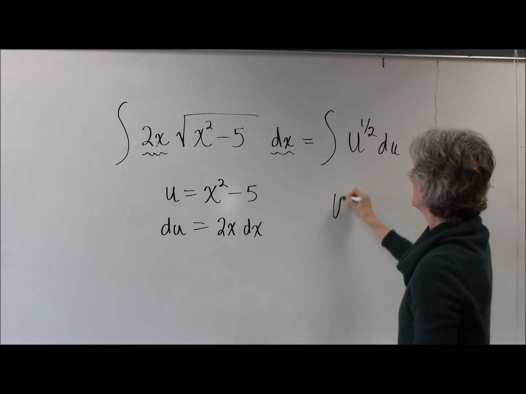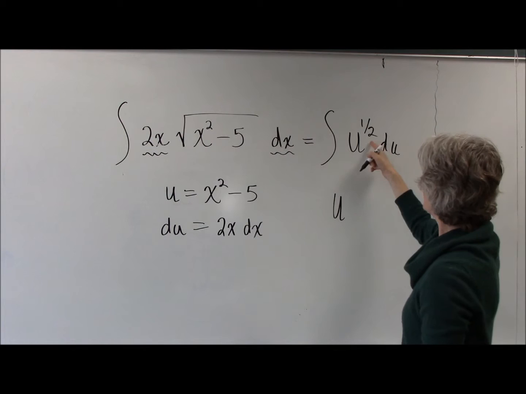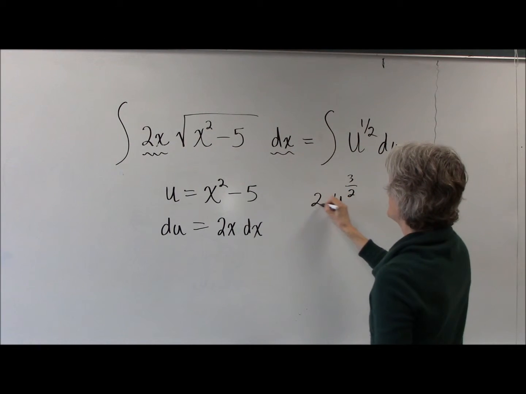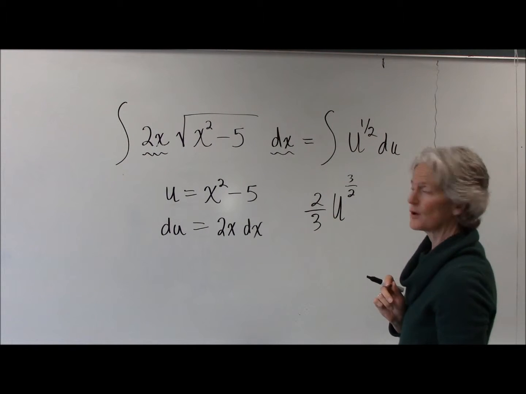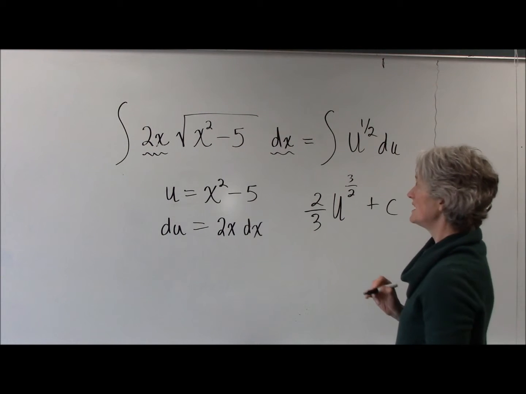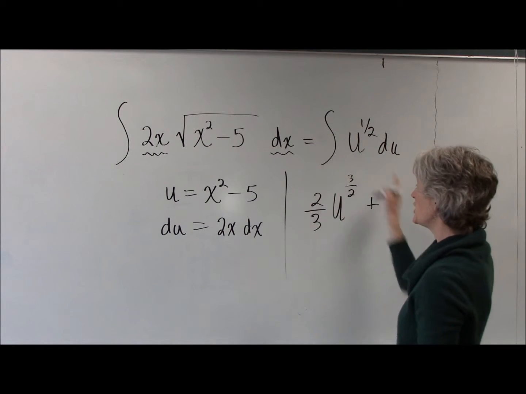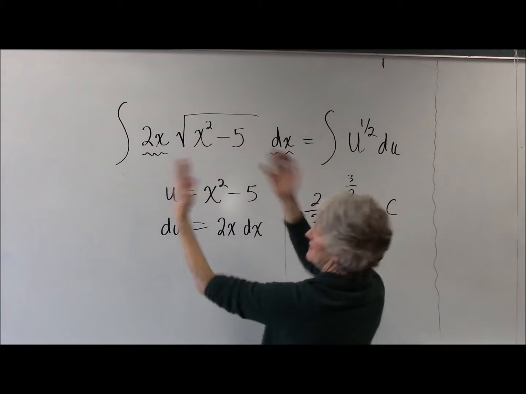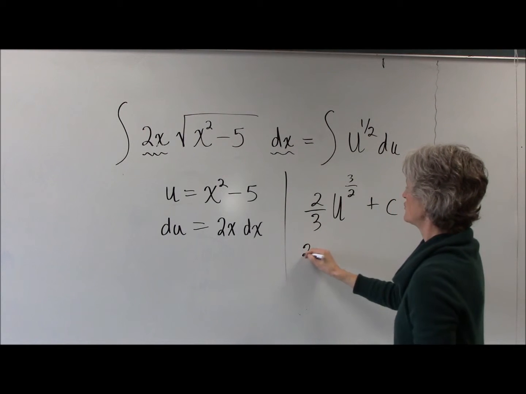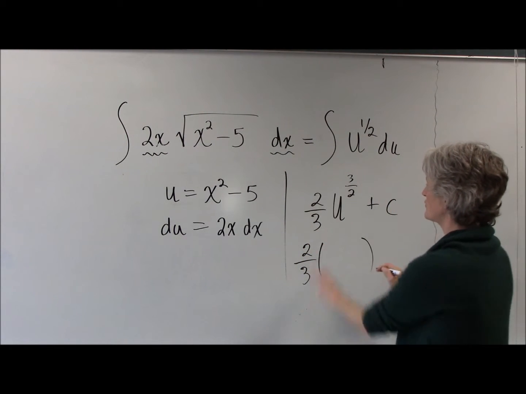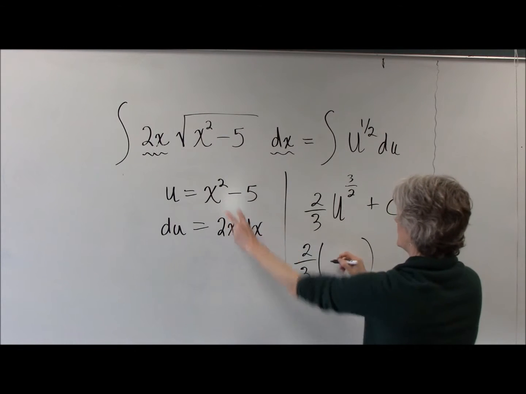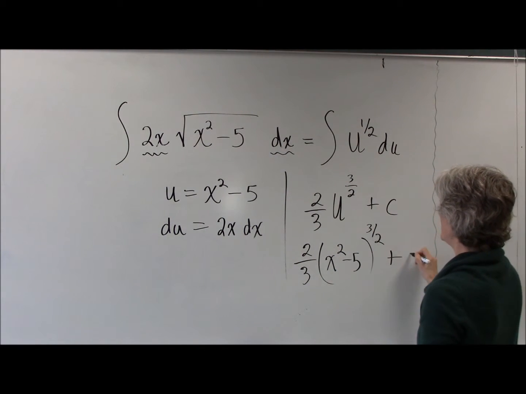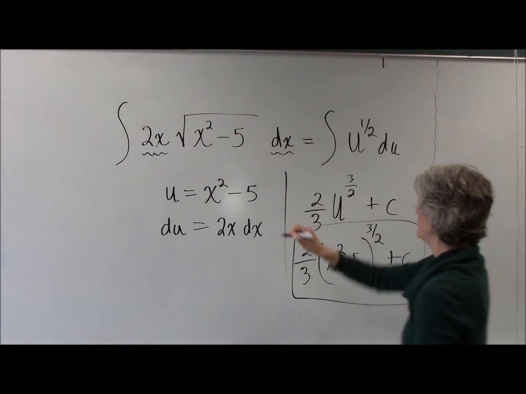A straightforward thing, right? So I'm going to add 1 to the exponent, so 1/2 plus 2/2 is 3/2. Of course, I have to multiply by 2/3 so I don't have a coefficient, plus my c. So I'm still in my u land here, but of course, I want my final answer to be in terms of x. So now it's just a straight substitution. u is x squared minus 5, raised to the 3/2, plus c. And there we have it. Very nice.